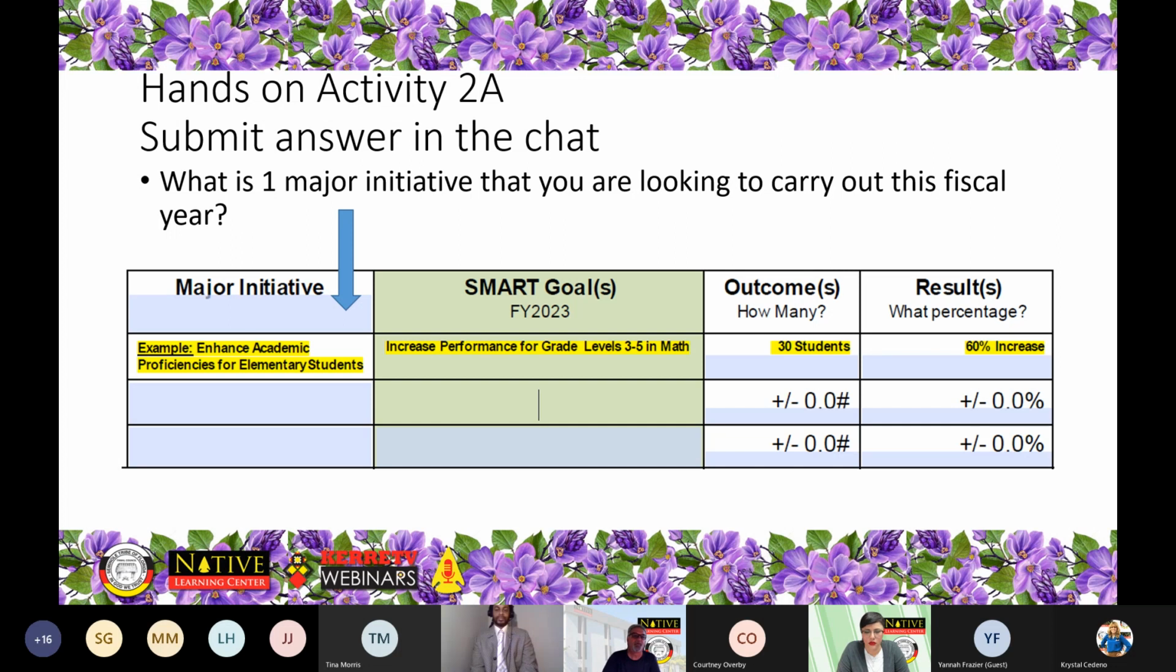And I put an example there that I talked about yesterday: enhancing academic proficiency for kids in school. In this case, elementary students. That's the big idea. That's one of the grandiose ideas for my make-believe nonprofit. They want to do this. They want to increase proficiencies of all the elementary kids in the school system. Big, huge idea. That's what we're looking for here.